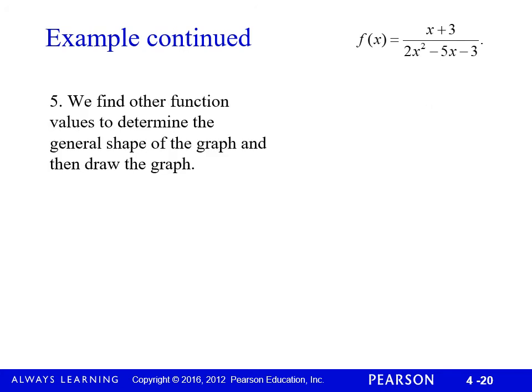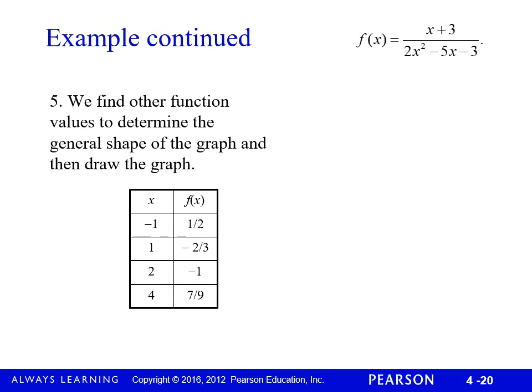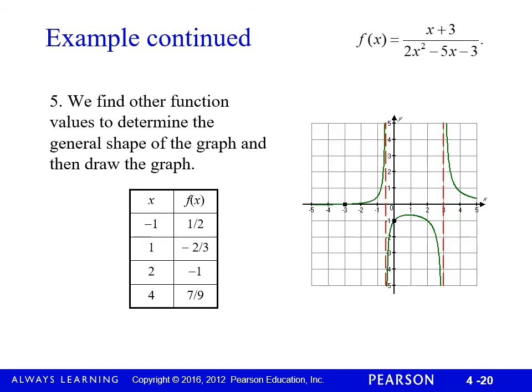We find other function values by calculating a table, picking some random values between the intercepts, particularly the vertical asymptotes, I mean, and then we plot the points. Remember that we plot asymptotes with a dashed line. Here we can see the 2 vertical asymptotes in red, and you can't see really so well when it's on the x-axis, but you can see that the graph is getting closer and closer to the x-axis, but not ever quite touching it.